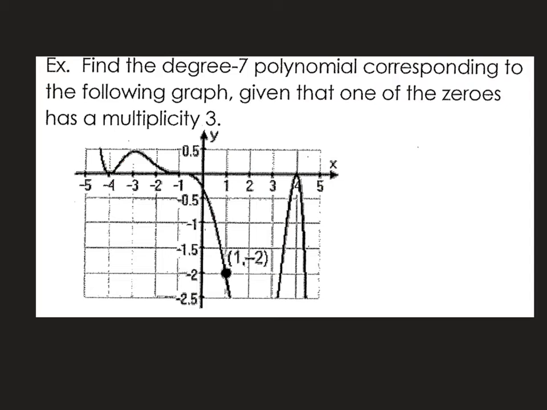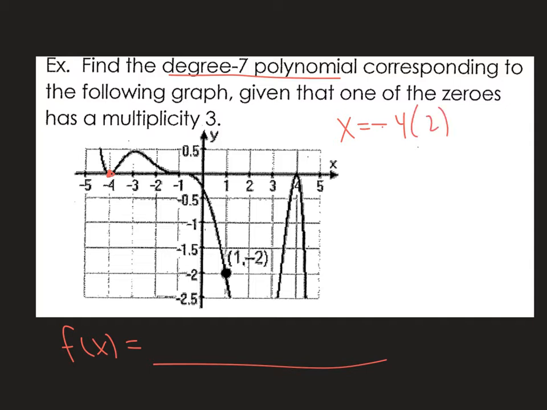So here's one with a little bit more work, right? We want to find the 7th degree polynomial corresponding to this. So what we're saying is we want to know f of x equals what? We want this polynomial in factored form. So we could do this. We know that we have x of -4 as a zero with a multiplicity of 2. We also know that it flexes at -1. So we have a -1 with a multiplicity of 3.